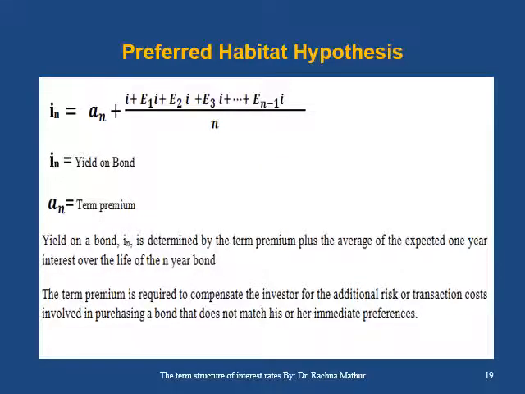To write the equation for the term premium, we simply add the term premium amount to the equation of expectations hypothesis. Here, IN is the yield on a bond and AN is the term premium. Yield on a bond is determined by a term premium plus the average of the expected 1 year interest rates over the life of the bond. The term premium is required to compensate the investor for additional risk or transaction cost involved in purchasing a bond that does not match his or her immediate preference.